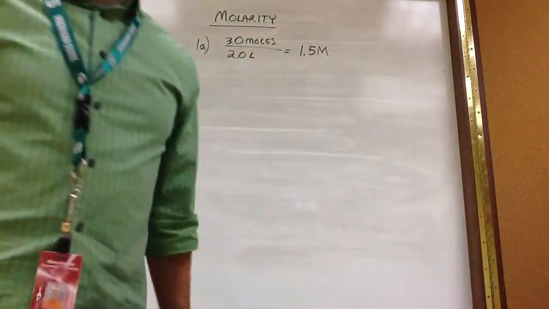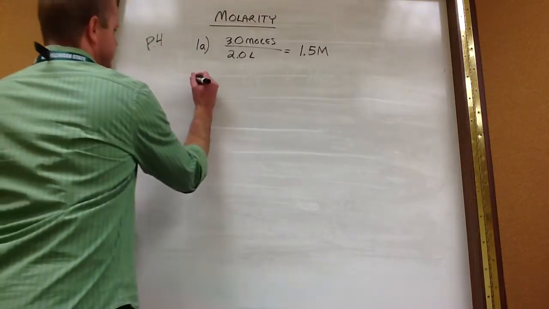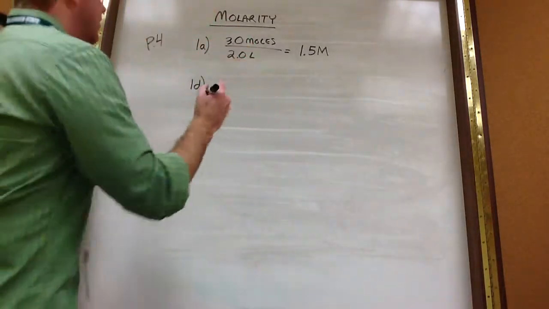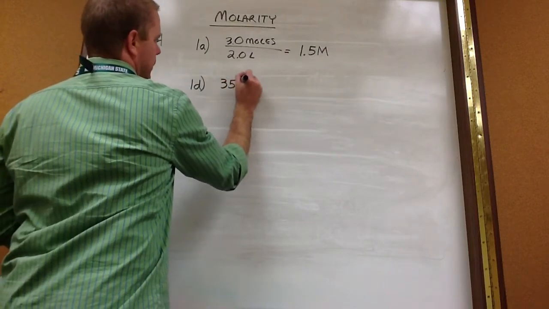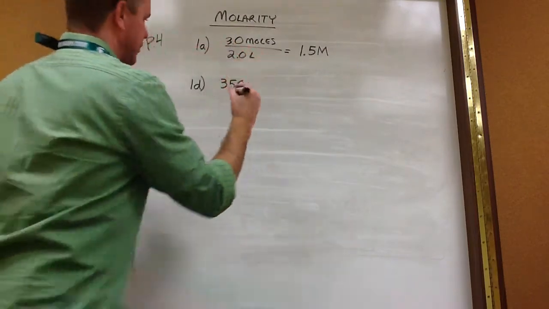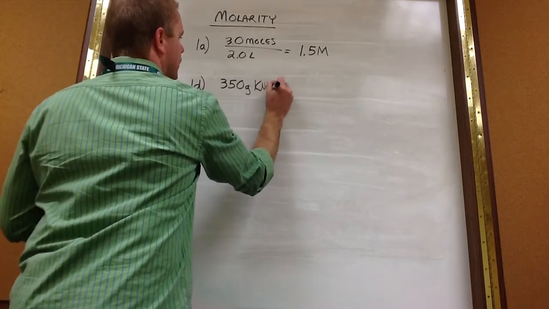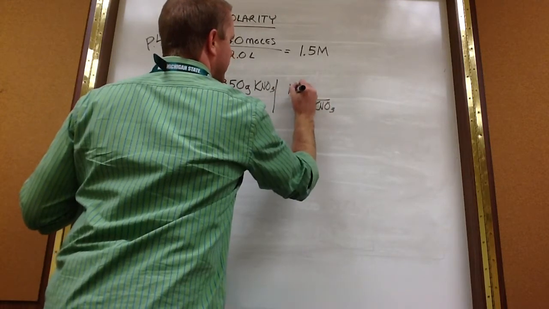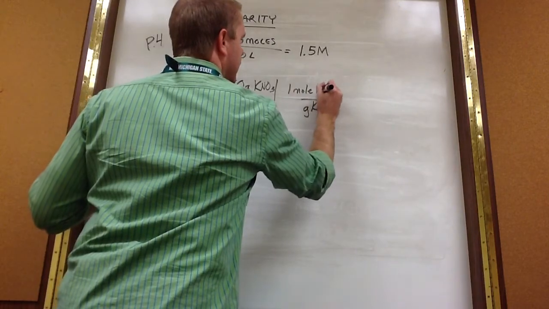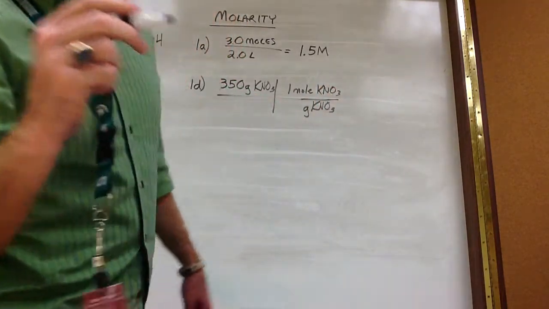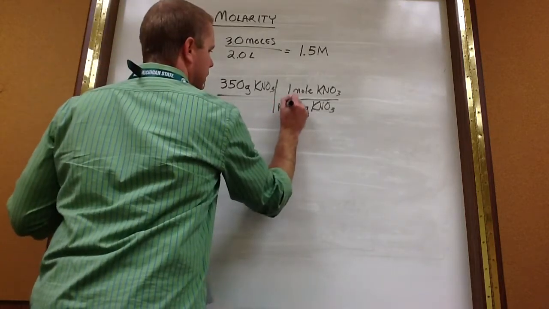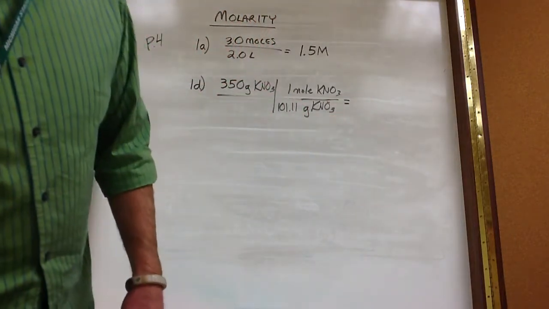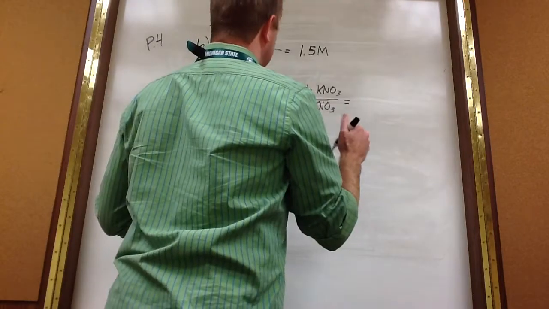Pick another one. Let's do 1D now. For 1D, you have 350 grams of KNO3, no decimal place. The molar mass of KNO3, the grams of KNO3 in 1 mole of KNO3, is 101.11 grams. You do the math on this, and you get 3.46.